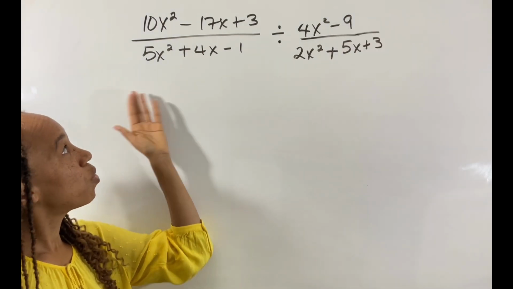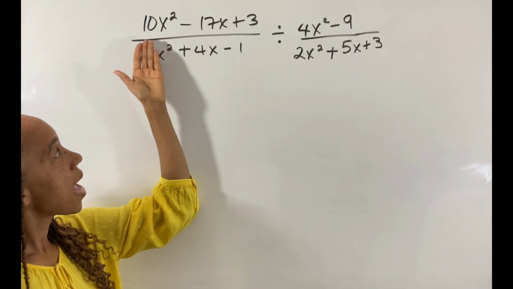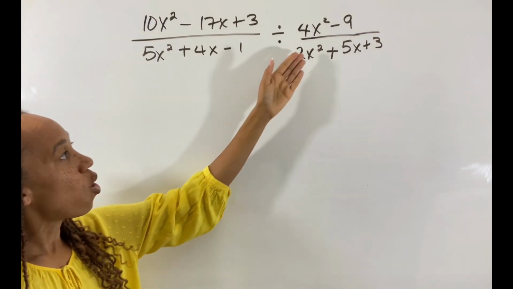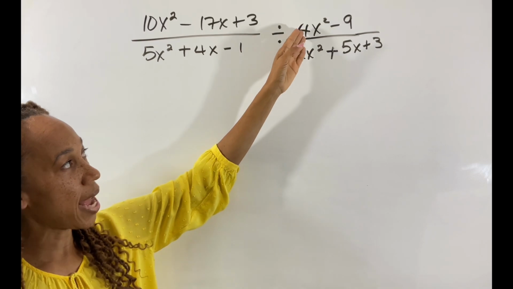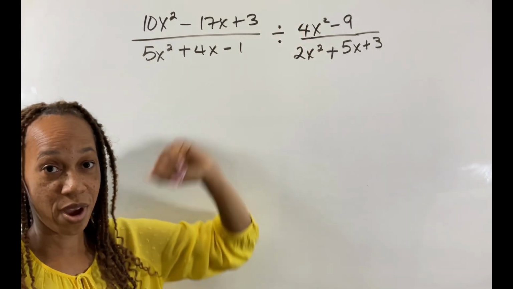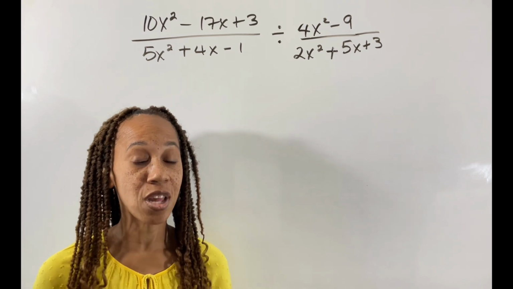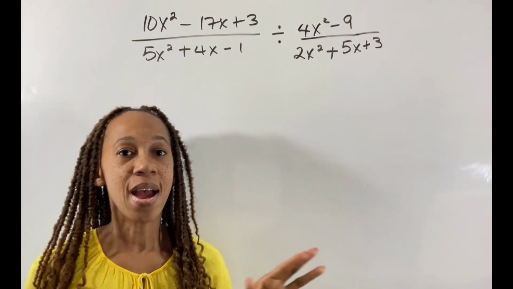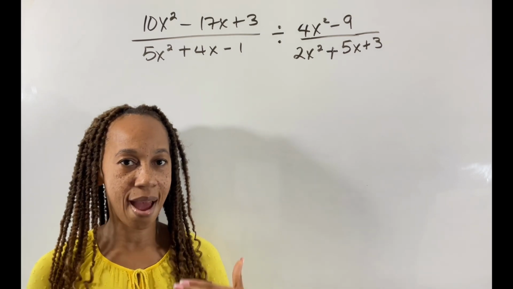In this example, we have trinomials where a is greater than 1, and also we have the difference of perfect squares where the a in that sense is also greater than 1. So the first thing we have to do is factor out all of the four expressions here, and then we can proceed with doing our keep, change, and flip.